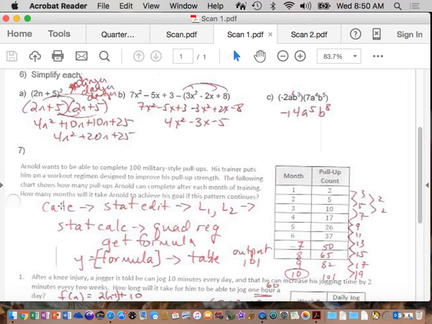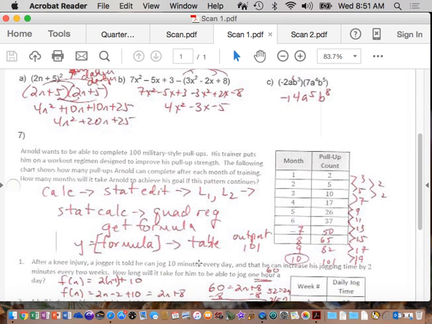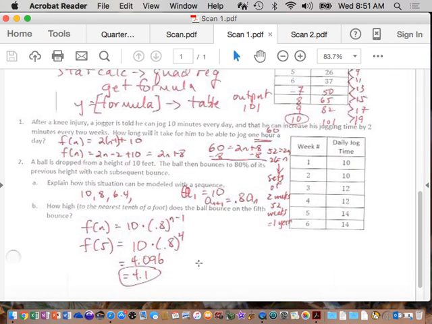You go to Stat Edit, and then you put in the two lists. Now, you should recognize that this is a quadratic regression. So then you go to Stat Calc, quadratic regression. It gives you the formula, A, B, and C. Then you type y equals, and you put the formula in. Then you go to Table, and on the 10th day, the output is 101. So it takes 10 days. Okay? That table trick and the absolute value, exponential, and linear regressions are very, very powerful.